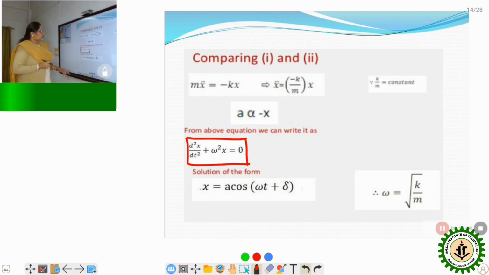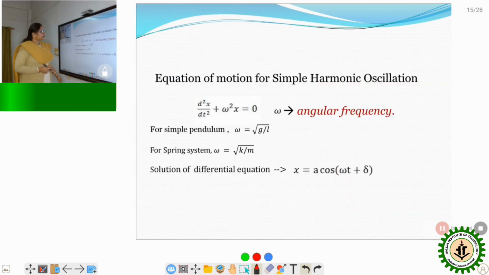And for this spring system, what is this omega, the angular frequency? That is omega equals root over k by m, where k is the spring constant and m is the mass of that particular block. So if there is an equation of motion, that means there should be some solution. The solution of this equation of motion will be x equals A cos(omega t plus delta), a cosine function, that means this is the nature of a sinusoidal function. Later I will explain what each parameter is. So this is the solution of this equation of motion.